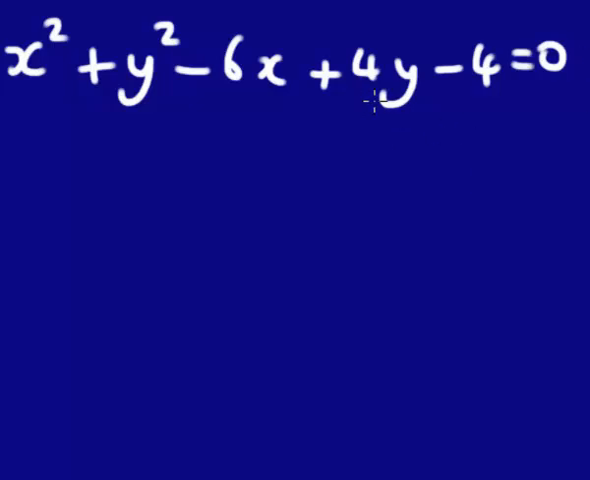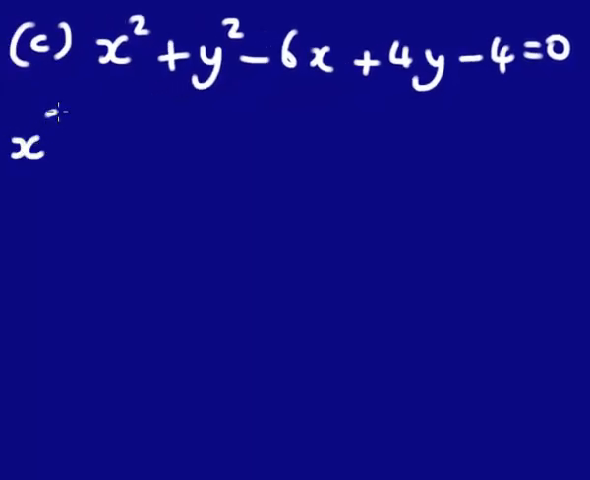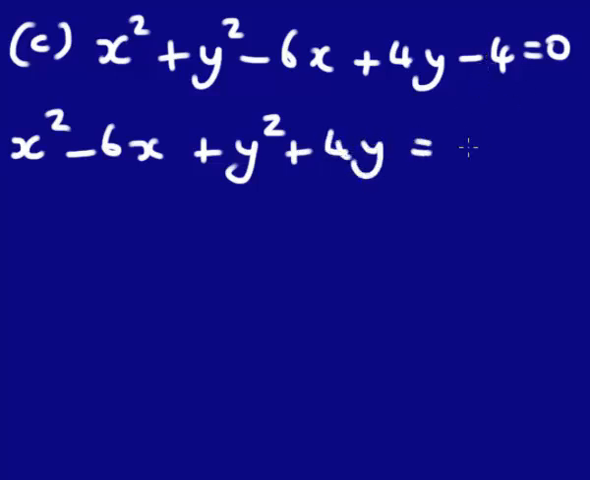Okay, now people, I'm going to do this very slowly. It's not difficult, but many students battle with this. I'm going to put the x squared term, the x squared and the negative 6x together, and then I'm going to group the y terms, so it's y squared plus 4y. Let's put them together, and I'm going to bring that negative 4 to the right.